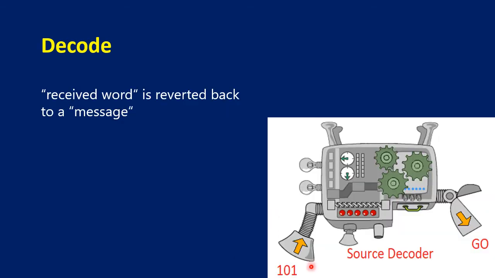To decode means the reverse of the encoding. The received word is reverted back to a message. Of course, if I receive 101, I want to know what that really means. So you now go through your source decoder, the machine that decodes it, and after it passes through this machine, you will now know that it means go.